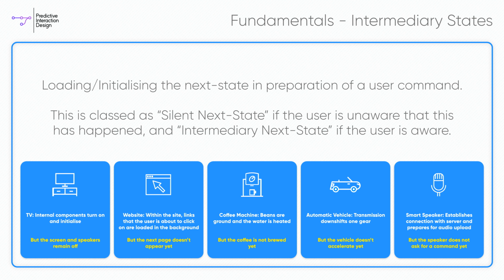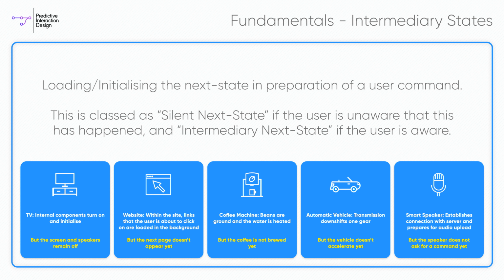In the third example, we've got a coffee machine. The beans are ground and the water is heated, meaning that when the user requests coffee in their mug, the process will be much quicker, but the coffee's not brewed yet. Now, the user might actually hear that something's happening in the coffee machine. They would hear the grinder whirring away and the hissing sound of the water being heated. But again, remember, we're not giving them the result of their command, but they might perceive that some changes have been made. This is an intermediary next state, where we prepare for the user command, but we can't do that in a manner that won't be sensed by the user.